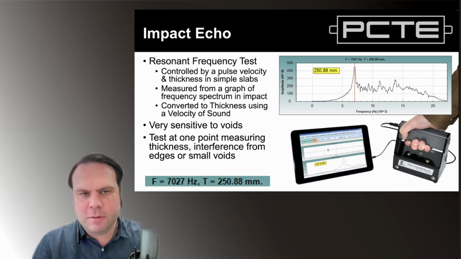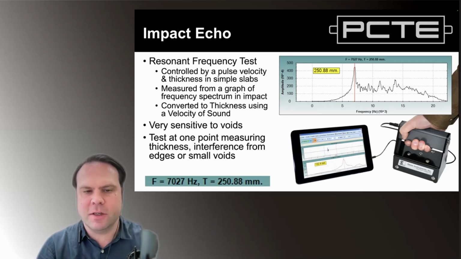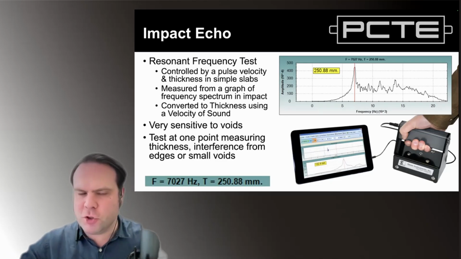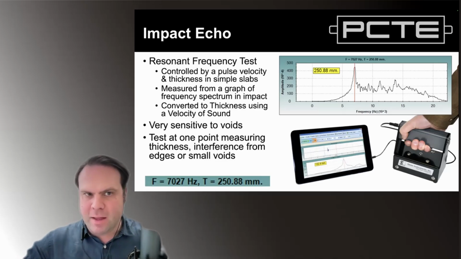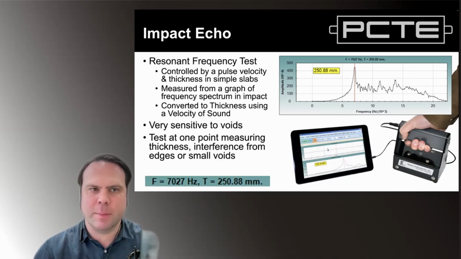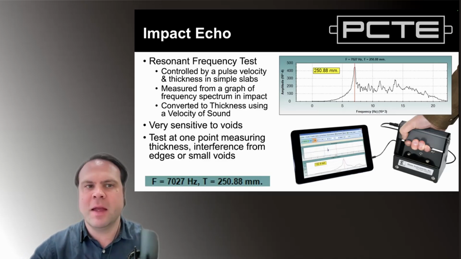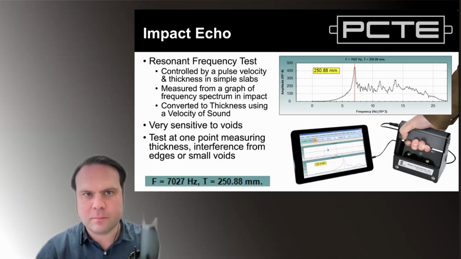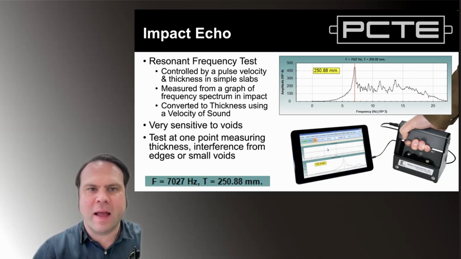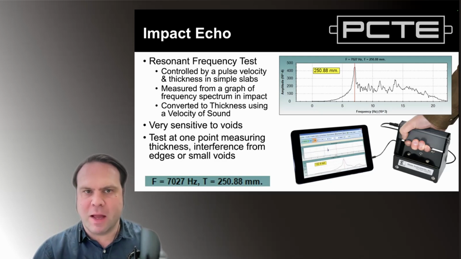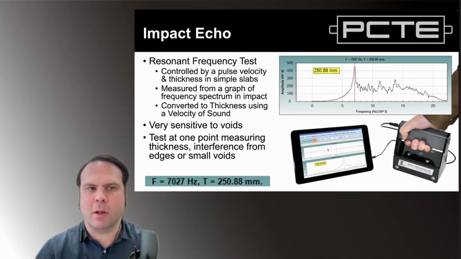Now, let's consider an infinite concrete floor, perfect geometry. At that point, the result of the test is going to be controlled by the speed of sound transmission in that perfect infinite concrete floor and the thickness of it. So if you look at our test there, we have a frequency and we have a thickness. And the reason we can convert frequency to thickness is we assume or measure the speed of sound, the pulse velocity of compression waves during that test.